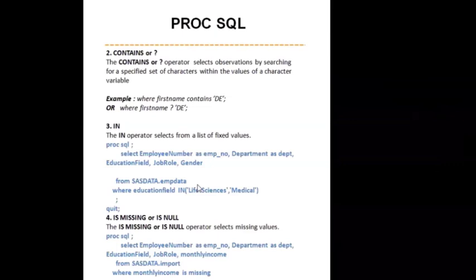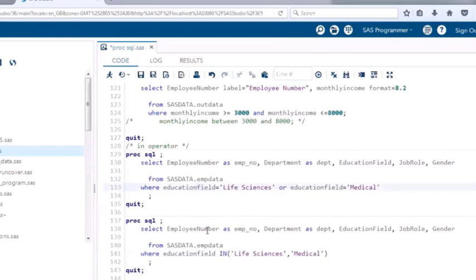Now in SAS, sorry, in PROC SQL you have the in operator as well, very similar to when we are subsetting with the dataset. The benefit of the in operator is you can specify multiple values within in, and those values will be selected. If you alternatively want to write a different expression to get the same result, then you have to write longer code. So let's say you want to fetch the records where the education field is life science or medical.